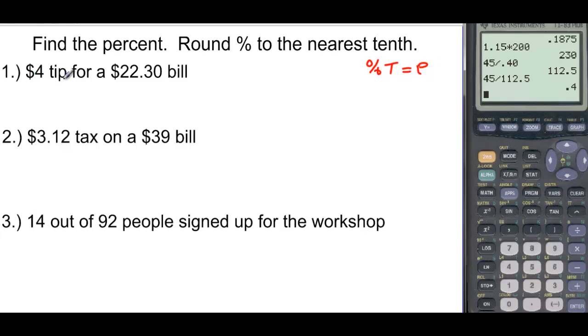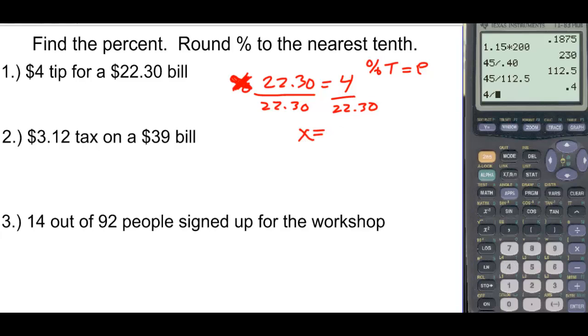Okay, $4 tip for a 22.30 bill. So the percent of the total 22.30 is equal to $4 tip. So what I'm solving here is percent. So that's going to be my variable x. So to get x, we simply just divide both sides by 22.30. And a lot of you are probably saying, well, I can just do this in my head. Why do I have to set the equation? As problems get tougher, you have to be able to rely on equations. So that's why I set them up the same every single time. And I just use my calculator to divide it out.